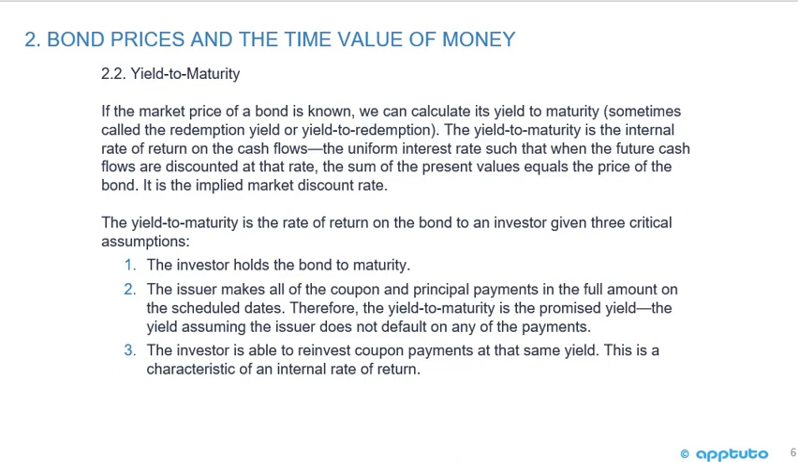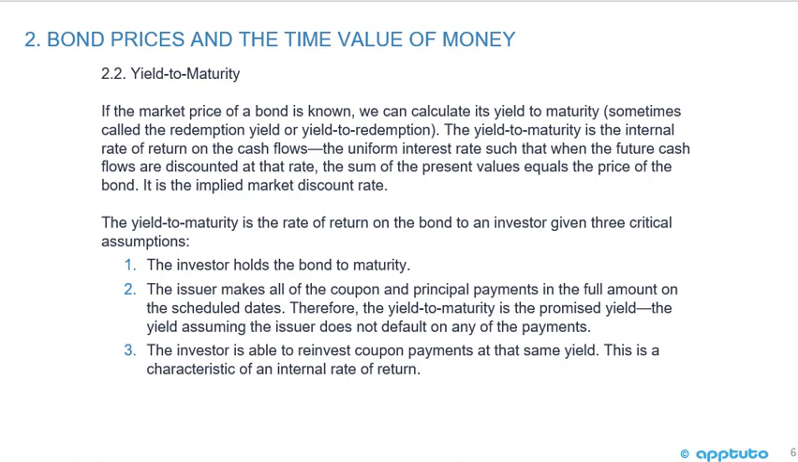Okay, the yield to maturity is the internal rate of return on the cash flows, the uniform interest rate such that when the future cash flows are discounted at that rate, the sum of the present values equals the price of the bond. It is the implied market discount rate.